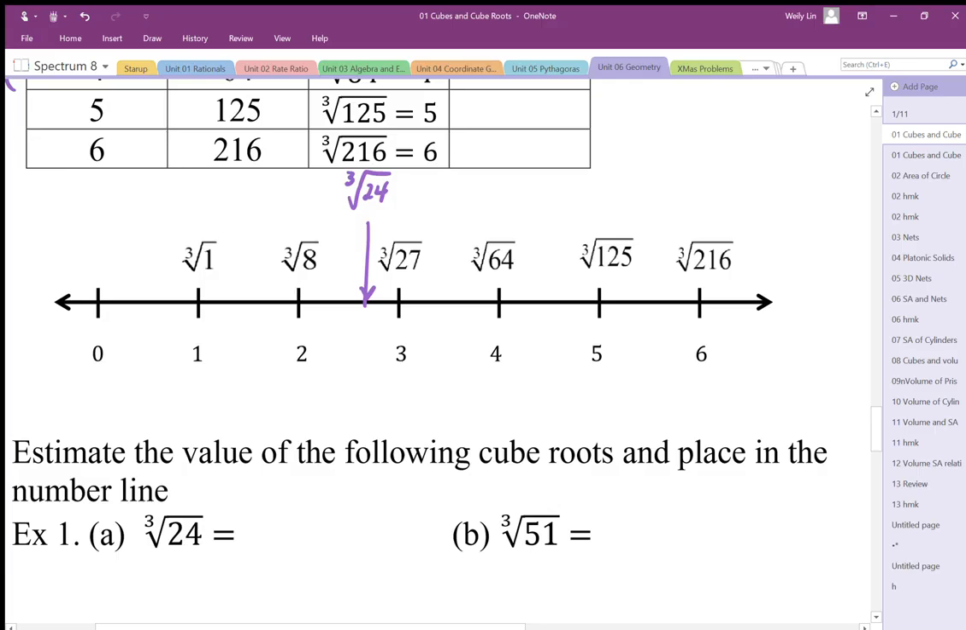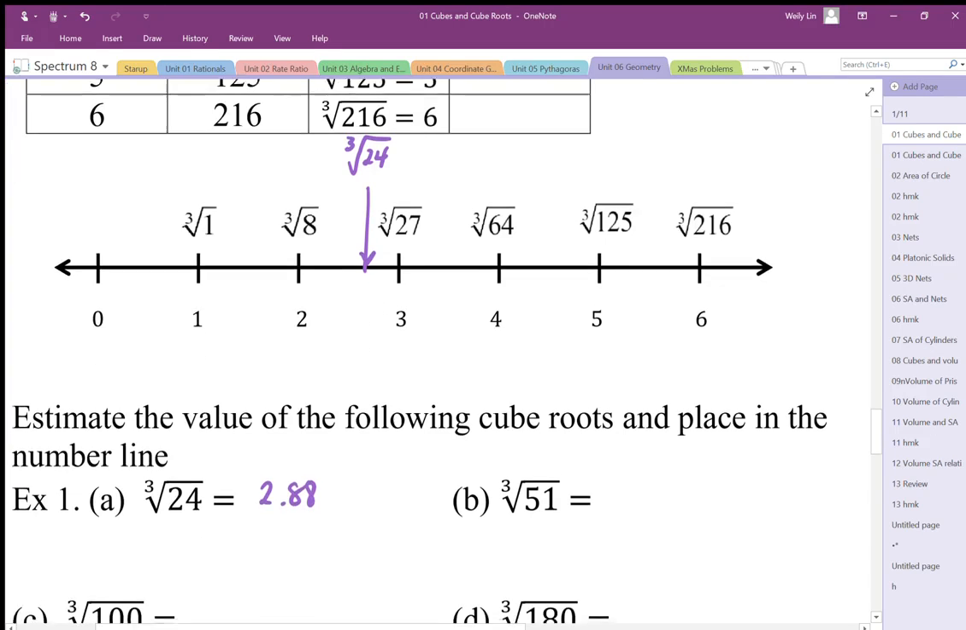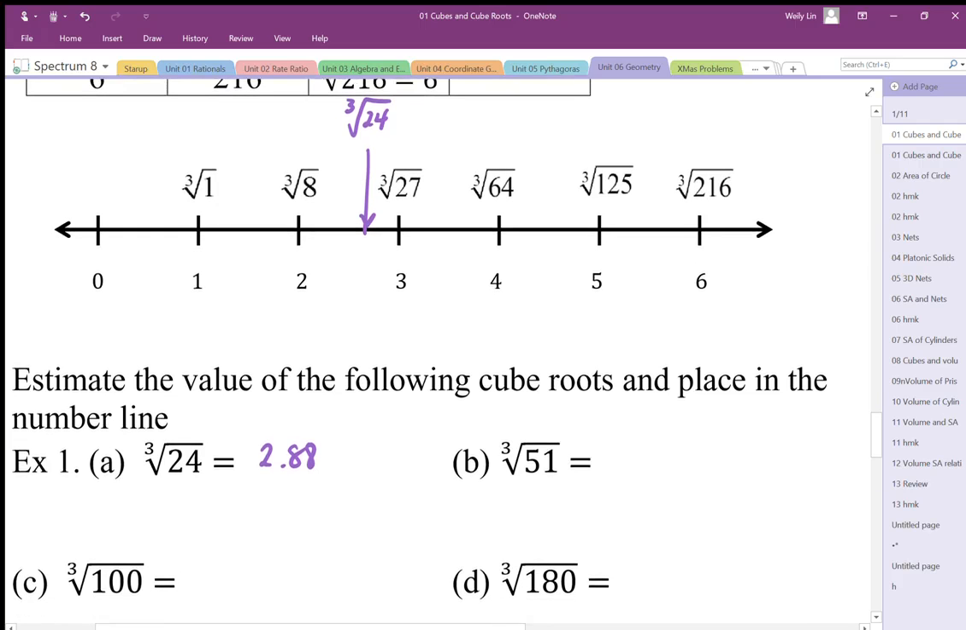And when I put that into my calculator, if I do the cube root of 24, I'm going to end up with a decimal value of 2.88. Yeah, that is about right. It's going to be in between 2 and 3. And as an estimate, we really just need to be in between those whole number references. And our calculator is going to confirm that.